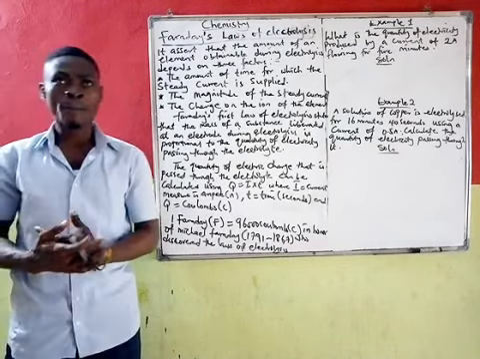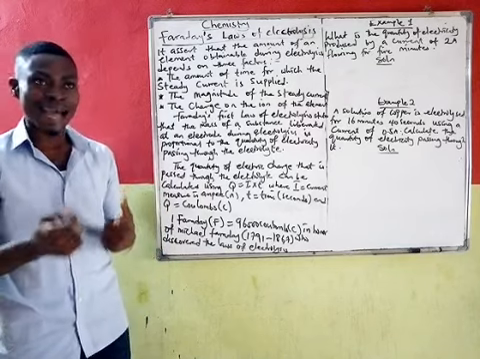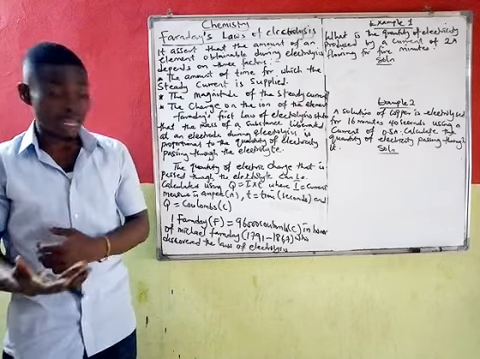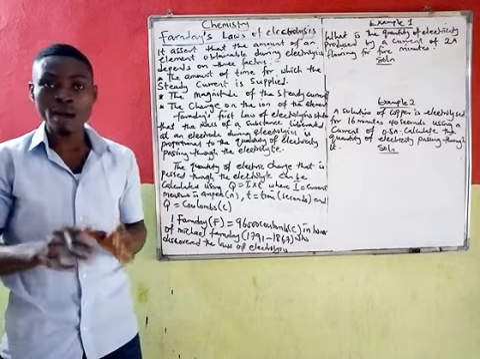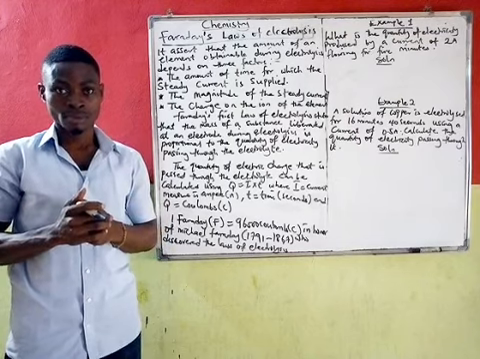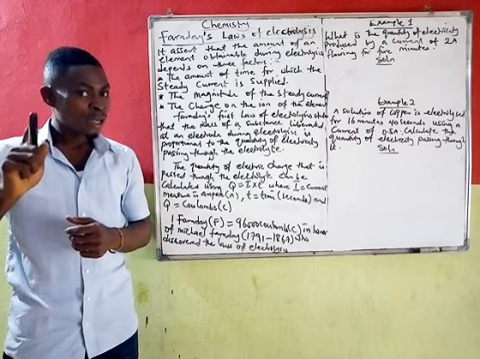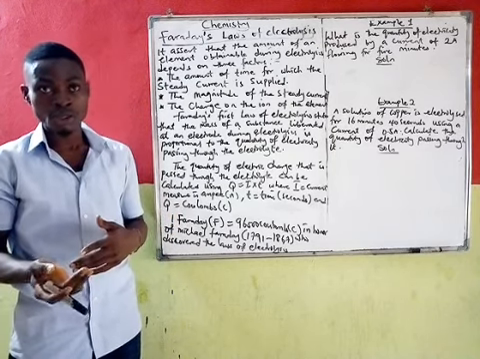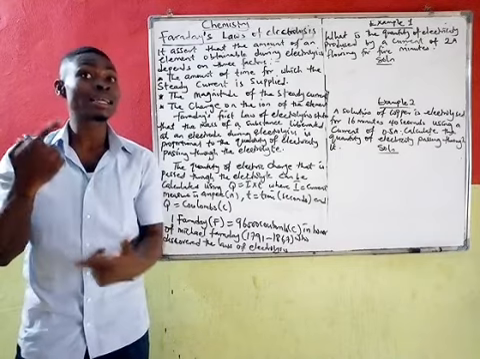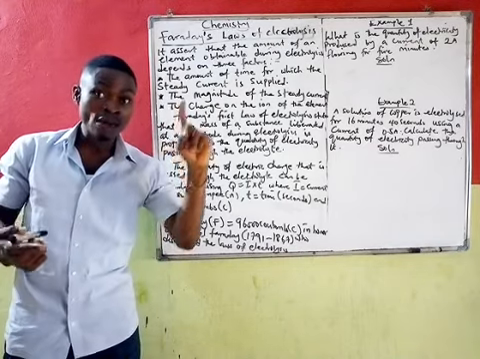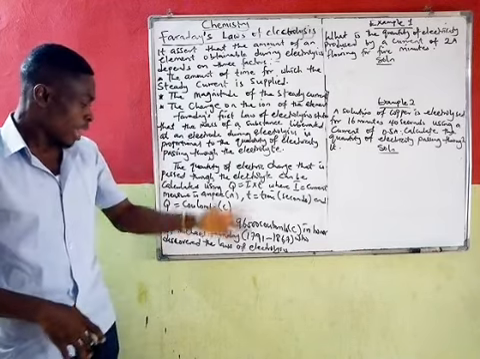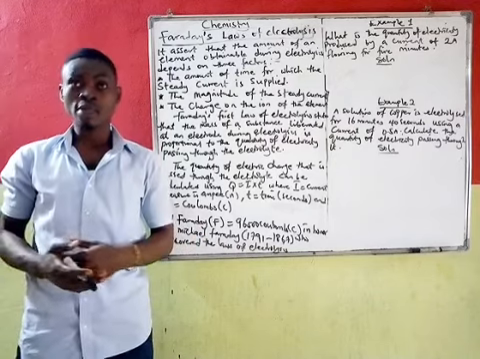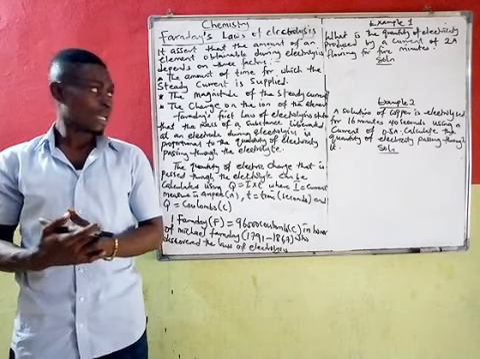Also, Michael Faraday said that one Faraday is equivalent to 96,500 coulombs. So that means for every 96,500 coulombs is 1 Faraday. And this unit was made in honor of Michael Faraday, as I said.